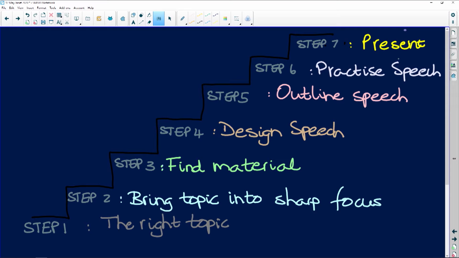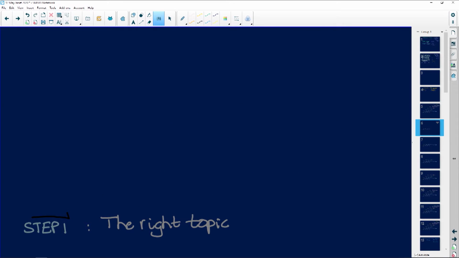Topic, sharp focus, material, design, outline, practice, and present. All right, the right topic.